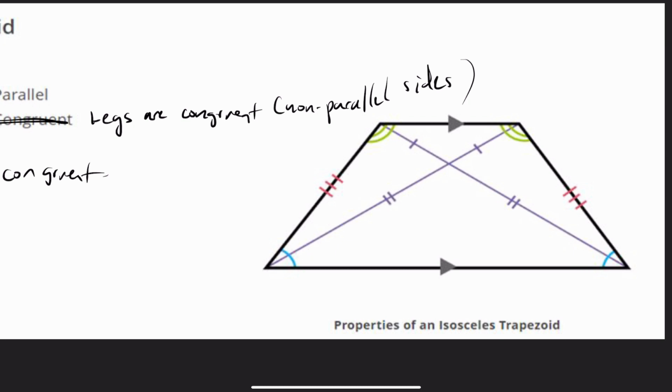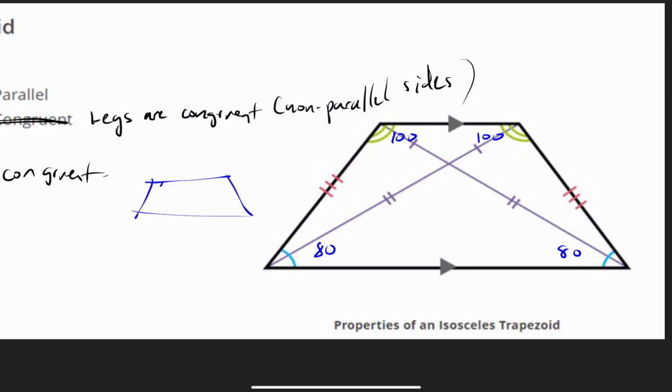Because they have to add up to 360, right? Let's see. If that's 100, and this is 100, and this is 80 and this is 80, there you go. That should add up to 360. So base angles are congruent. If this is 80, then this has to be 80, and if this is 100, this has to be 100. The base angles are congruent. Please make sure that you understand that.